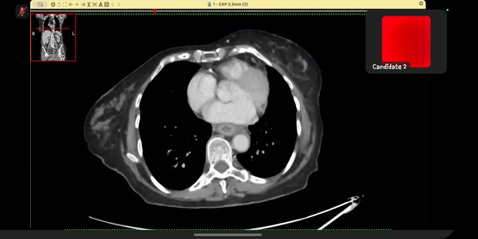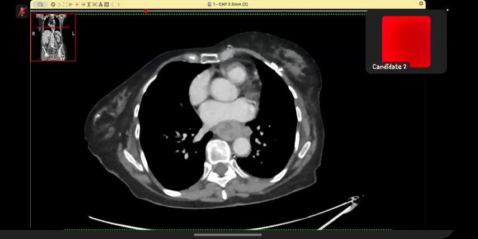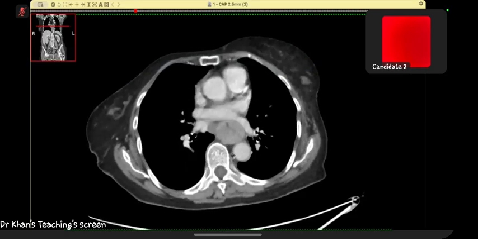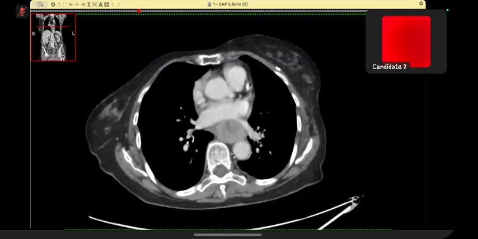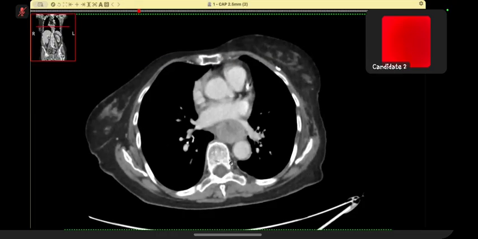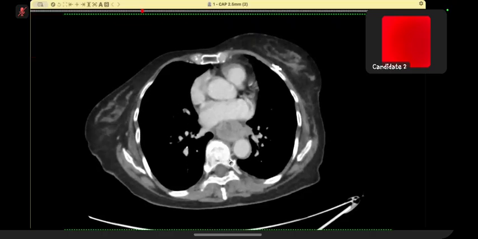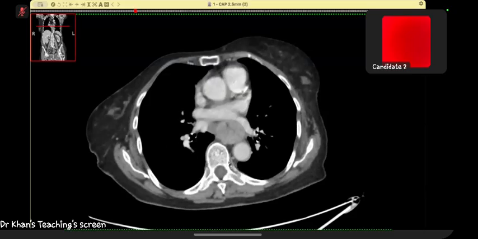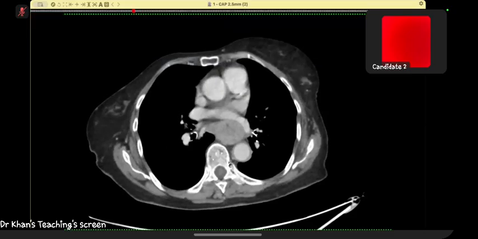The lesion is not causing any obvious invasion of the underlying left atrium. I can see that the fat planes are still maintained. The lesion is also in close proximity to the descending thoracic aorta, although it is less than 90 degrees, so it's still abutting but not invading the aorta.